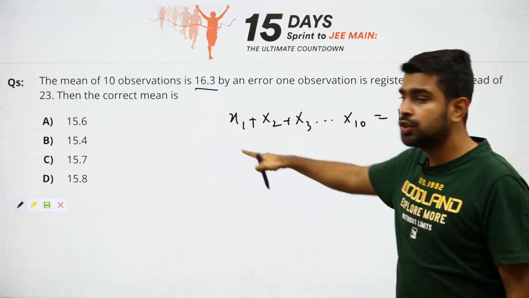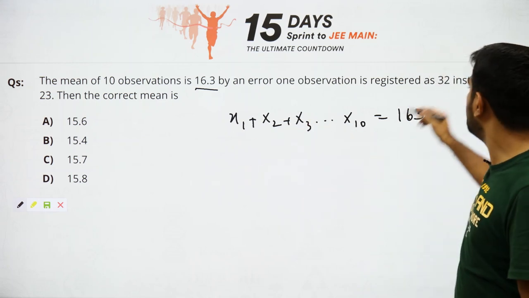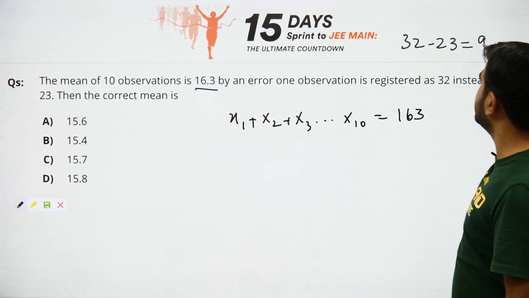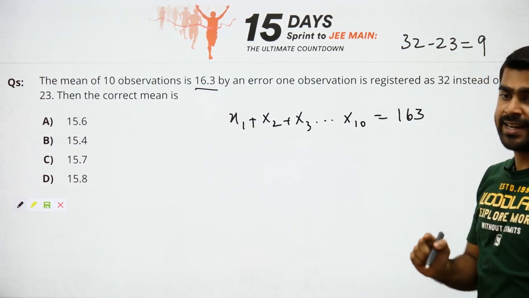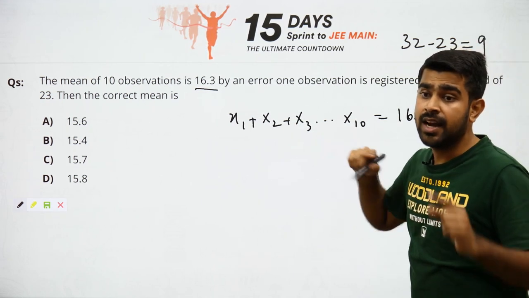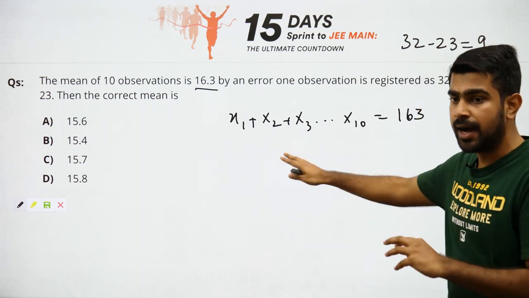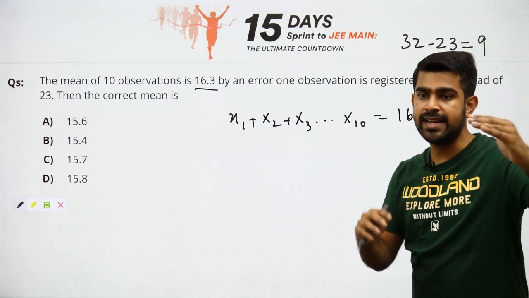So how much is the difference? 32 minus 23 is 9. So this sum is 9 more than my actual sum.